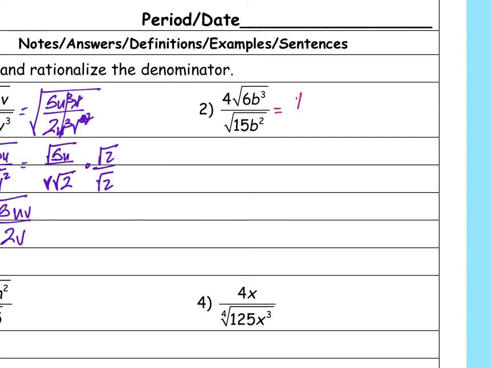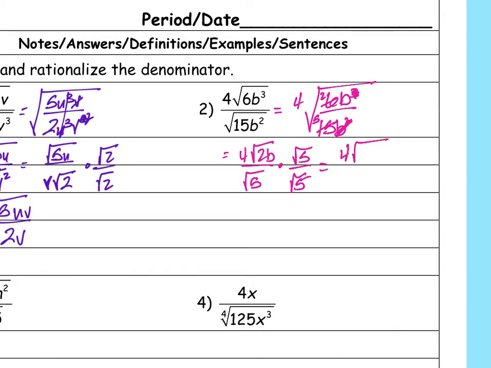So I get 4 times the square root of 6b cubed over 15b squared. So those b's go away, and I get left with 1 on top. What goes into 6 and 15? 3? Yeah, so 3 goes into 6 2 times, 3 goes into 15 5 times. So I'm going to get left with 4 square root of 2b divided by square root of 5. So multiply by square root of 5 over square root of 5. So that should give me 4 square root of 10b divided by 5.